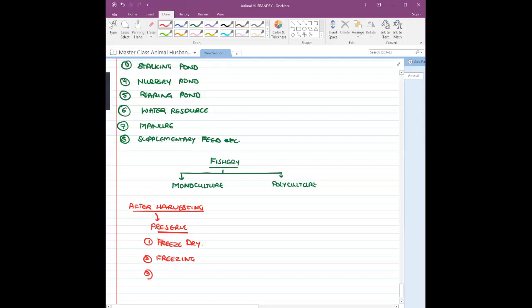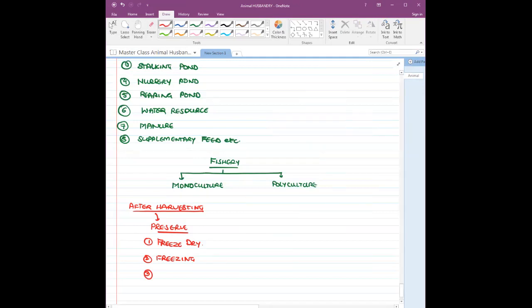But now if you think about these two, freeze drying and freezing, guys, what do you think? Which of them is better for keeping the product fresh, freeze drying or freezing? What do you think?